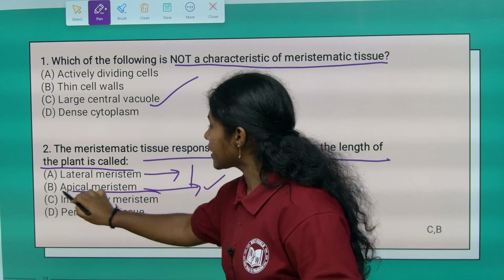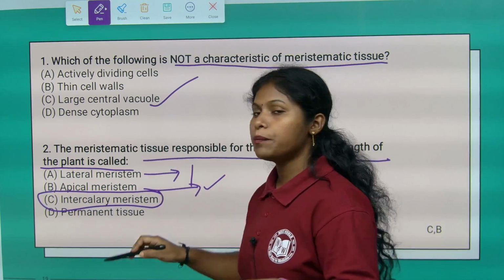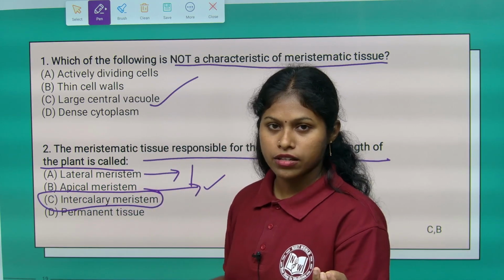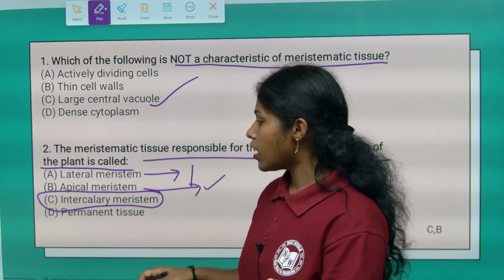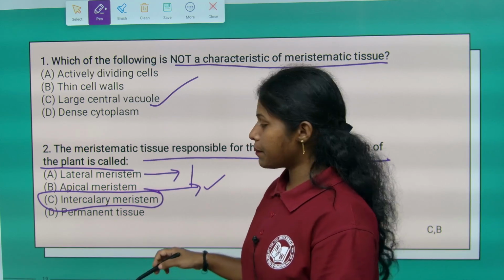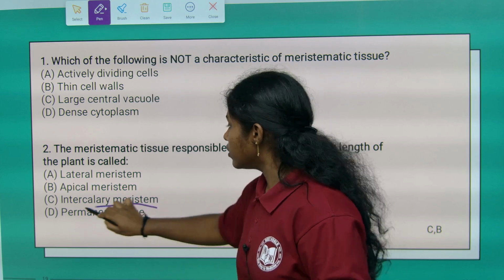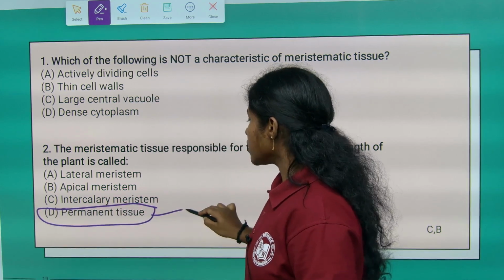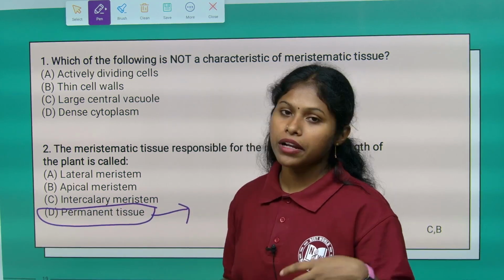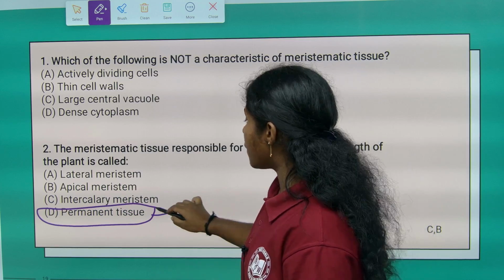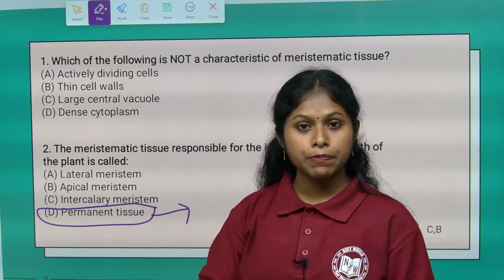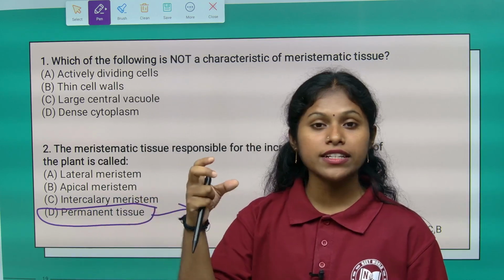So let's see the intercalary meristem. It is present in the base of the leaves, nodes of the leaves, the branches, nodes. Flower arrangement is due to the intercalary meristem. And is it a permanent tissue, they are asking? No, because when the meristematic tissue loses the ability to divide, then it becomes the permanent tissue. The permanent tissue has a specific role, specific function and specific structure.